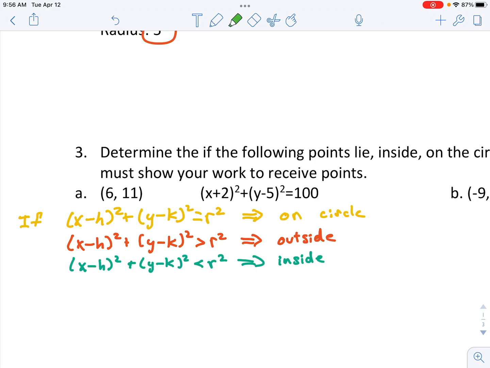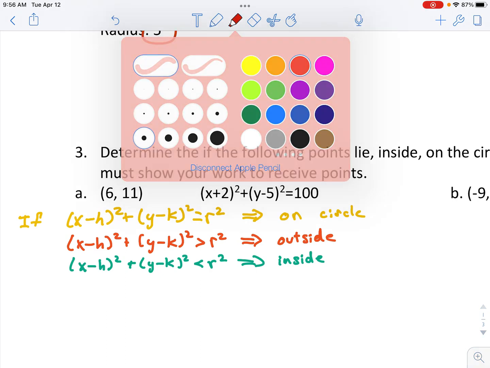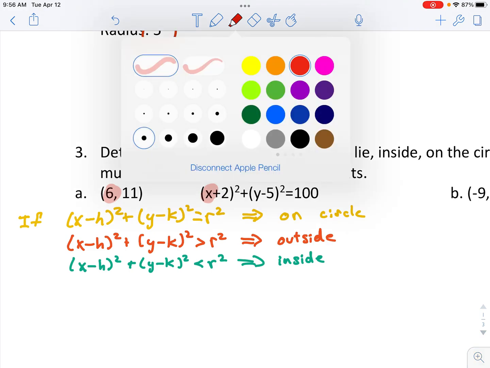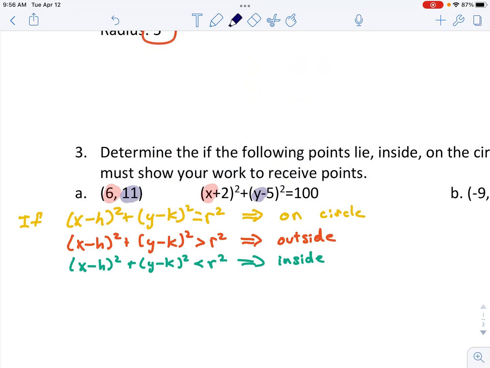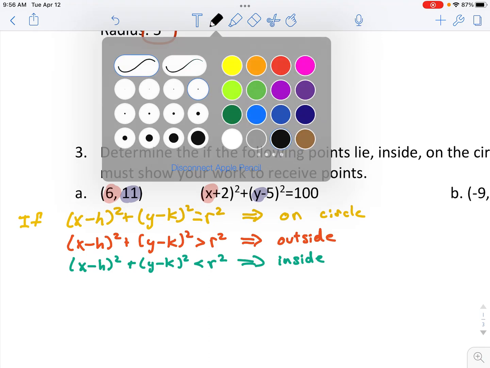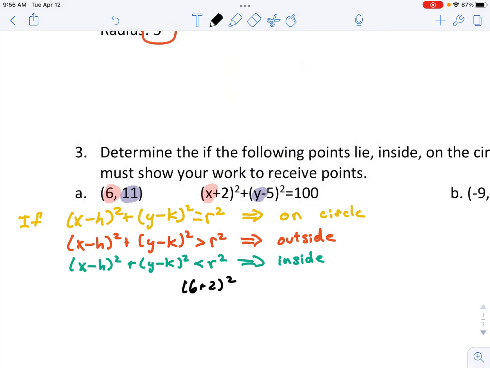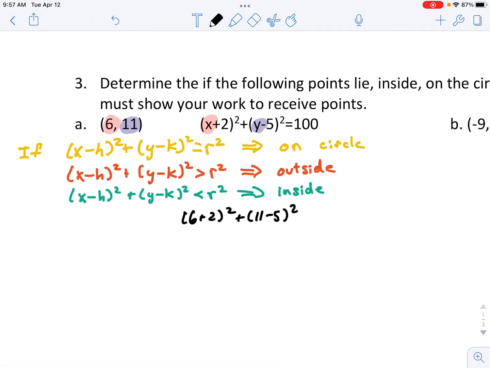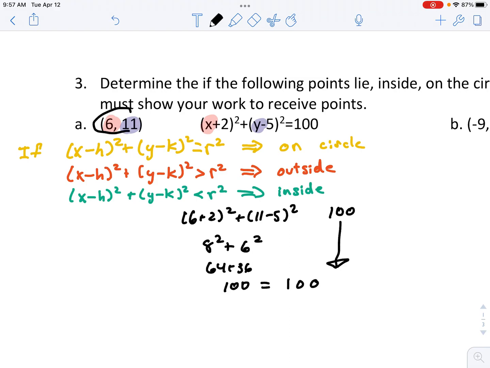All right, so all you do is plug these numbers in: 6 goes in for x, 11 goes in for y. All you do is plug those numbers in and compute. So I'm going to have (6 plus 2) squared plus (11 minus 5) squared. Let's compute that, where 6 plus 2 is 8, and 11 minus 5 is 6. We're going to get 64 plus 36, which is 100. On the right-hand side, we should have had 100 the whole time. Since they equal, the point (6, 11) in the graph of this circle would lie on the circle.